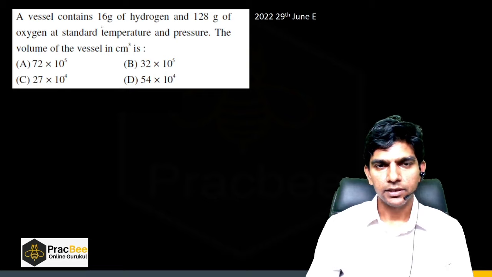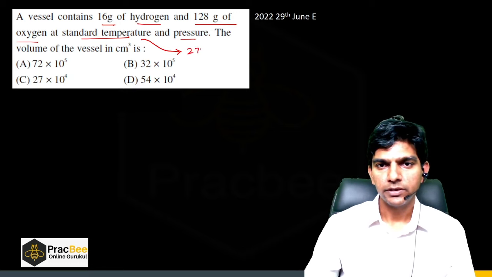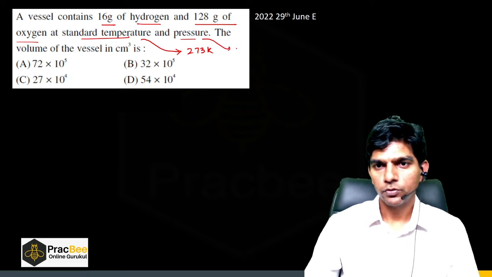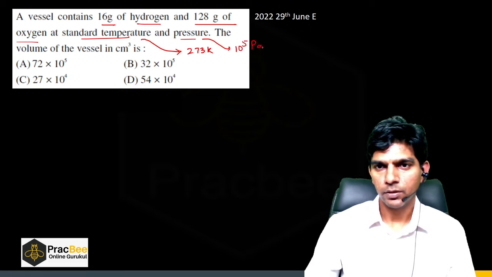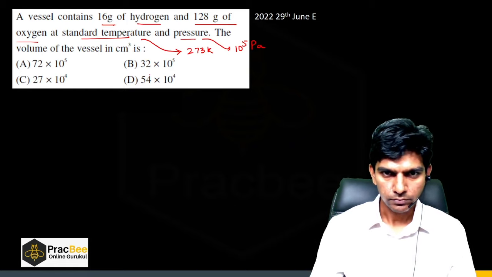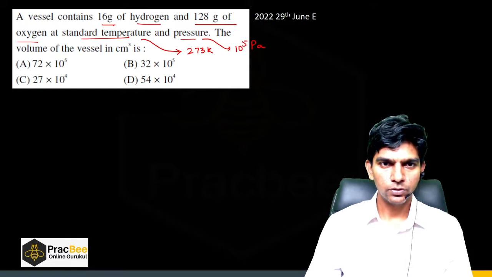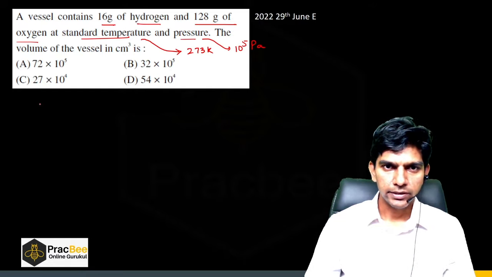So we have been given a vessel containing 16 grams of hydrogen and 128 grams of oxygen at standard temperature and pressure. Now what is standard temperature? Standard temperature is 273 Kelvin and standard pressure is 1 atmosphere, or you can say 10 raised to power 5 Pascal, approximate value. Now we need the volume of the vessel in centimeter cube. If you look at the options, they are quite far apart. So in such questions, we can use some approximation to come to the closest answer. So let us find the volume.